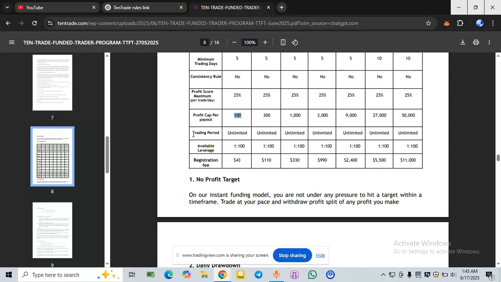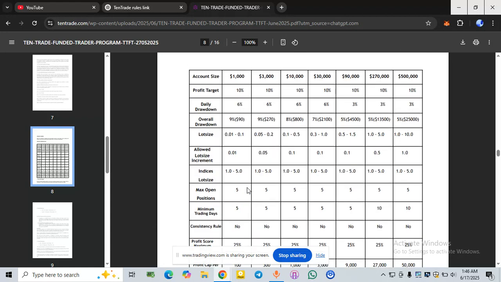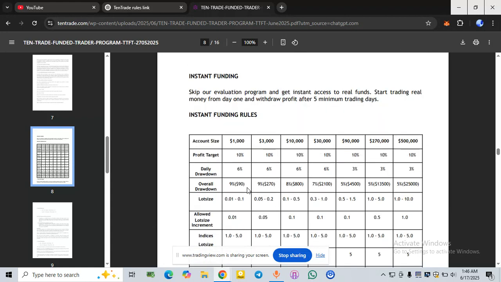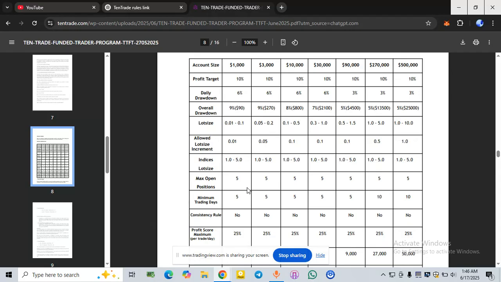Now, trading period is unlimited. There is no time limit to hit your 10% or whatever. Then the leverage here still remains the same, and the registration fee or the subscription fee, the amount you pay for these standard accounts, still remains the same. So that is basically some of the new rules of the TenTrade instant wallet account.